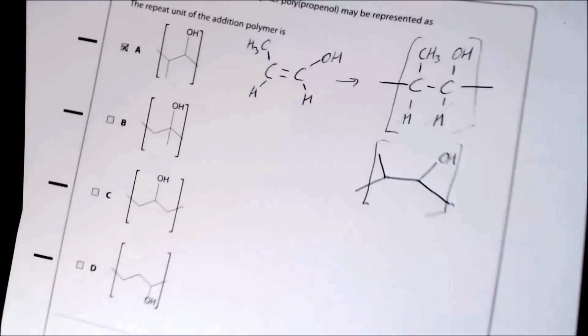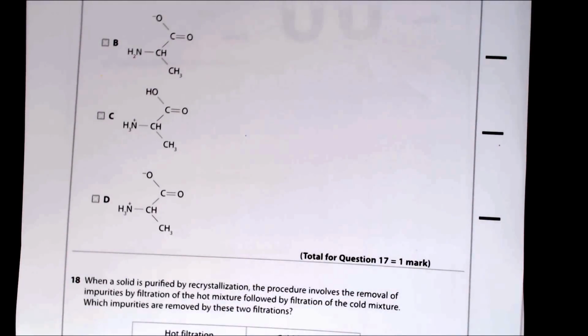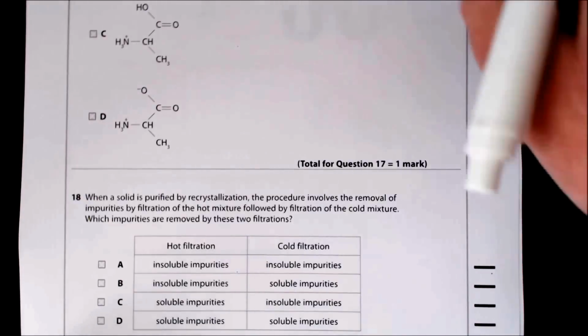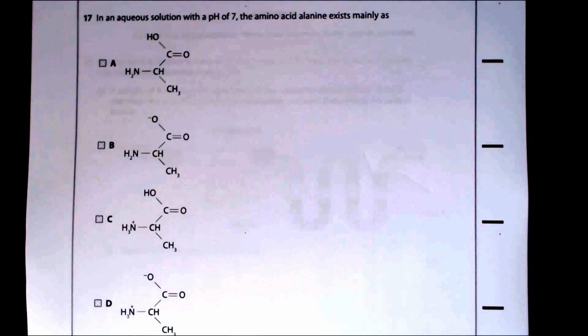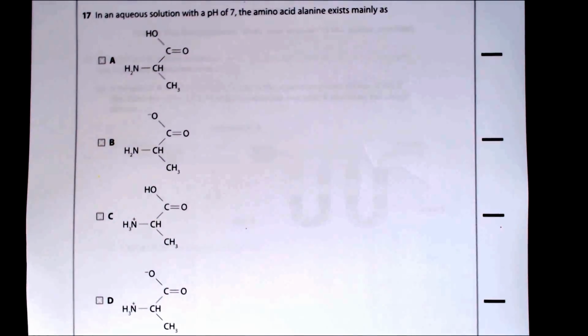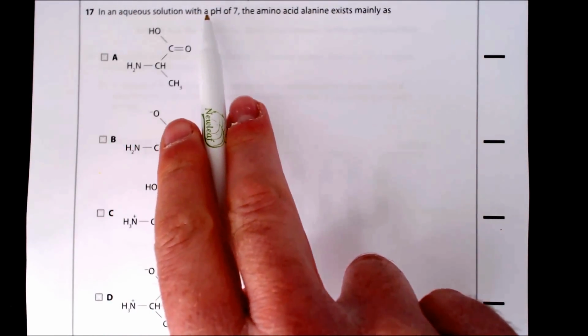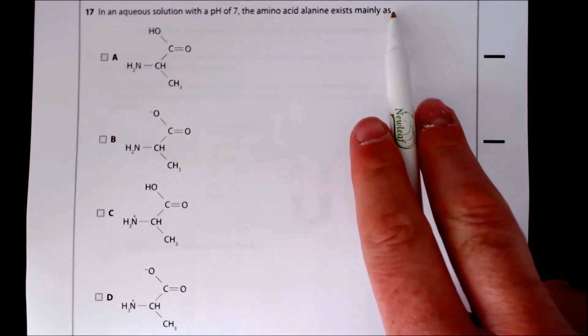Okay, and I'm missing a page, skipping ahead of myself. Right, so question 17. So again, it's quite a big question. It seems like I'm going to have to move this around a little bit more than I thought. Okay, so just about see that, I think. So there's an aqueous solution with a pH of 7. The amino acid alanine exists mainly as.